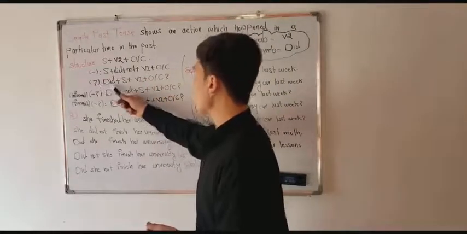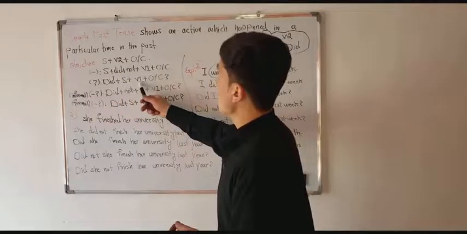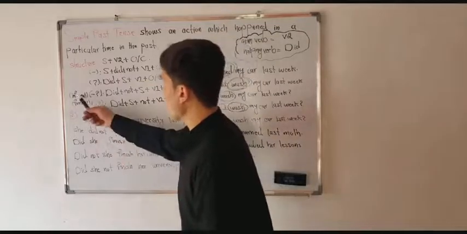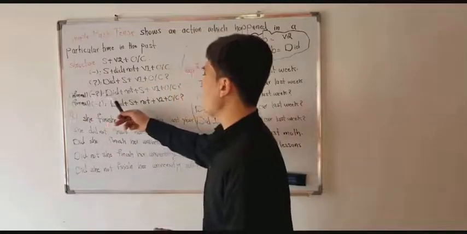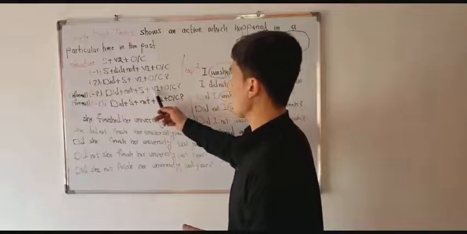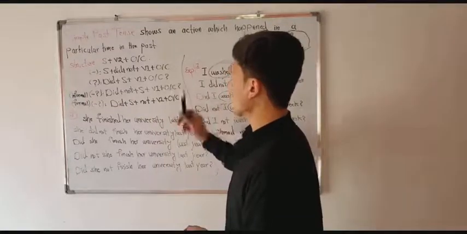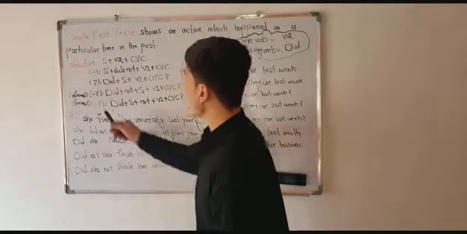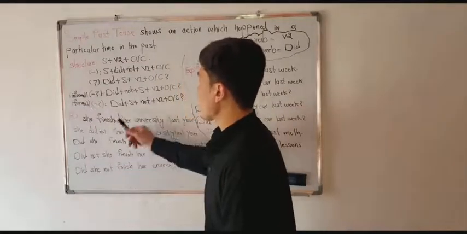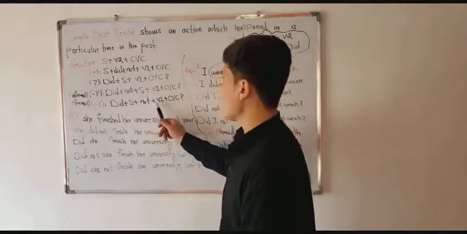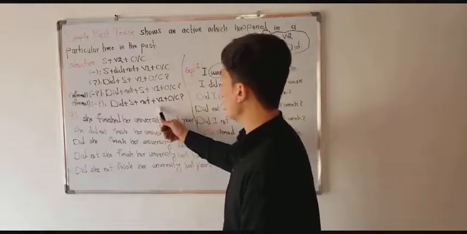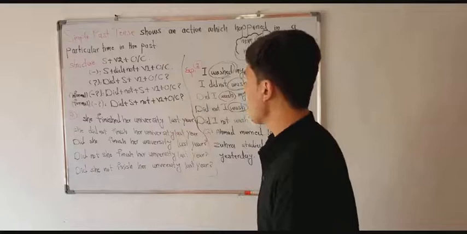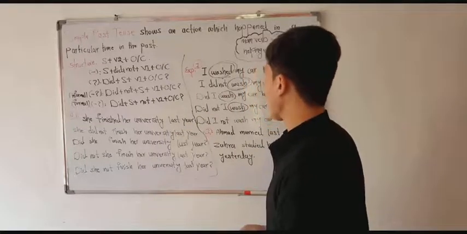The interrogative form: did plus subject plus base form of the verb plus object or complement. And informal negative interrogative form: did plus not plus subject plus base form of the verb plus object or complement plus question mark. Don't forget to put a question mark. Formal negative interrogative: did plus subject plus not plus base form of the verb plus object or complement plus question mark. Look at the example.